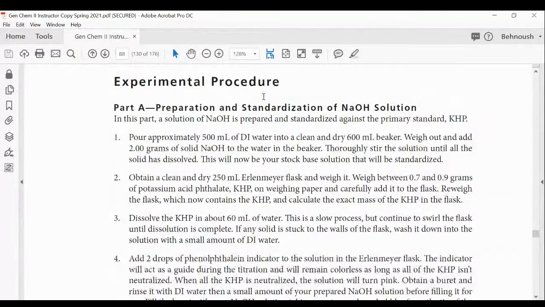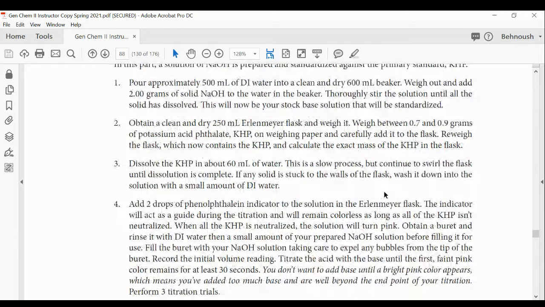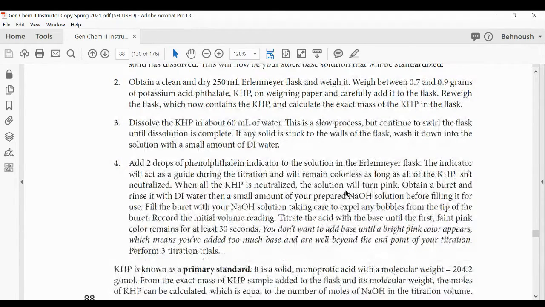So your first step is you standardize your sodium hydroxide. In order to standardize that, you are going to use the potassium acid phthalate or KHP. You measure the mass. Those numbers are provided in the video. And based on how many milliliters of sodium hydroxide are needed to neutralize, let's say, 0.8 grams of the KHP, that is going to help you to find the concentration.